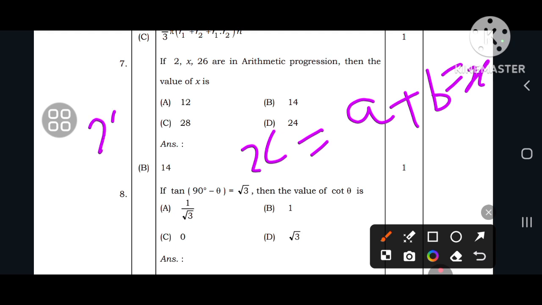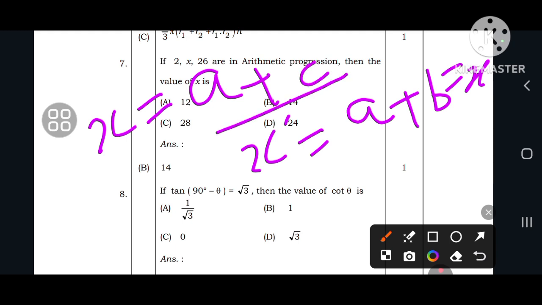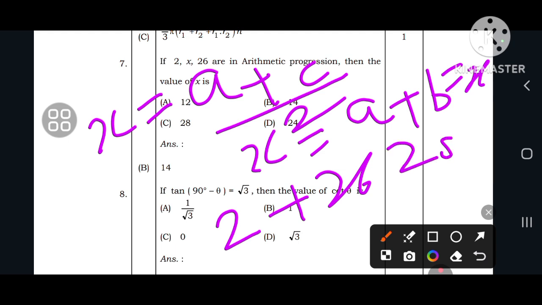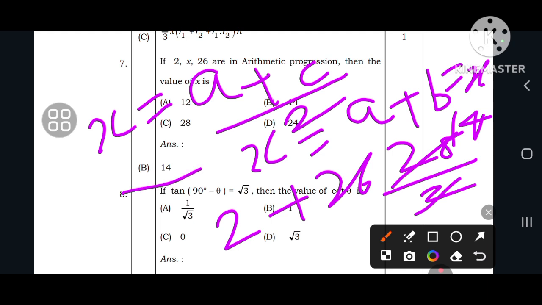by the formula, x is equal to a plus c divided by 2, as a is equal to 2 plus c is equal to 26, 27, 28. 28 by 2 is equal to 14. 14 is the right answer, and that is option B. You can see over here.